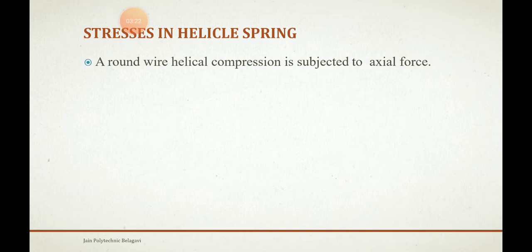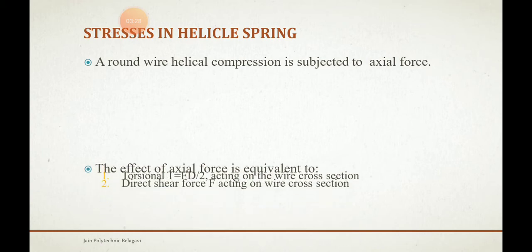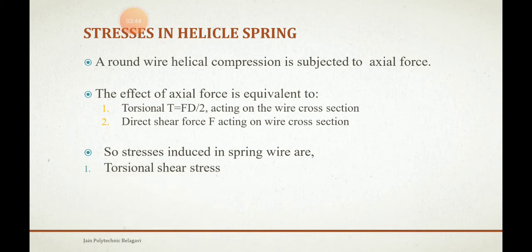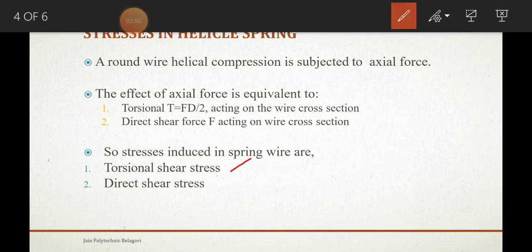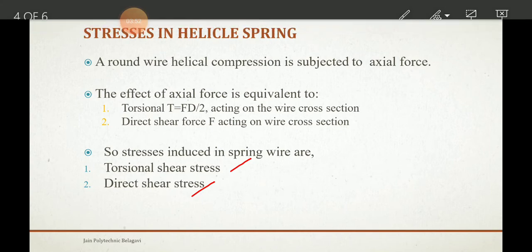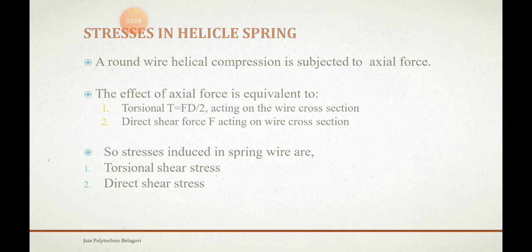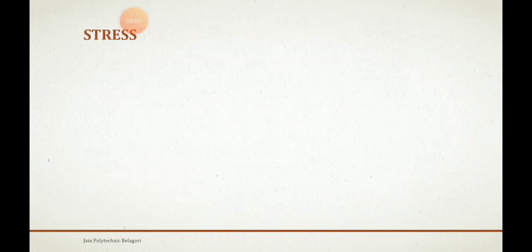Okay, a round wire helical compression spring is subjected to the axial force, or it is a direct force. The effect of axial force is equivalent to torsional stress, that is F into D by 2, and the direct shear stress. So that's what I told you, it is subjected to the torsional shear stress and the direct shear stress, and our aim is to find out the resultant stresses acting on the spring. This is how we are going to proceed now.